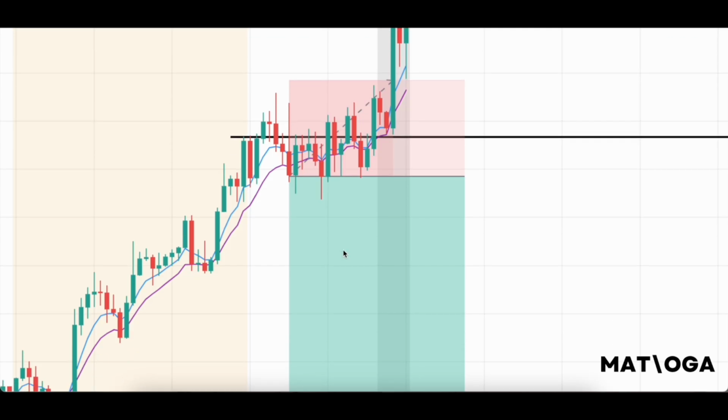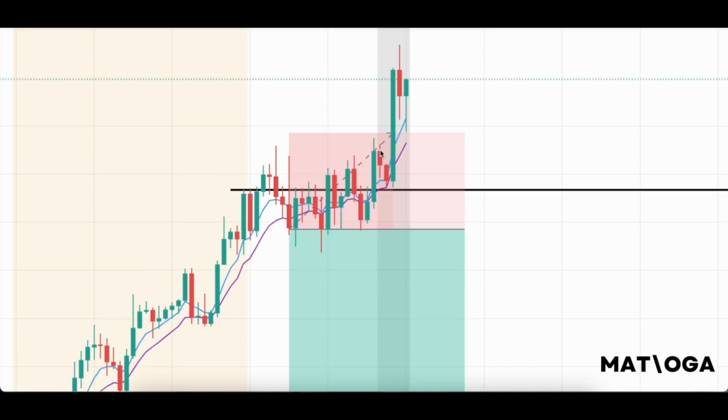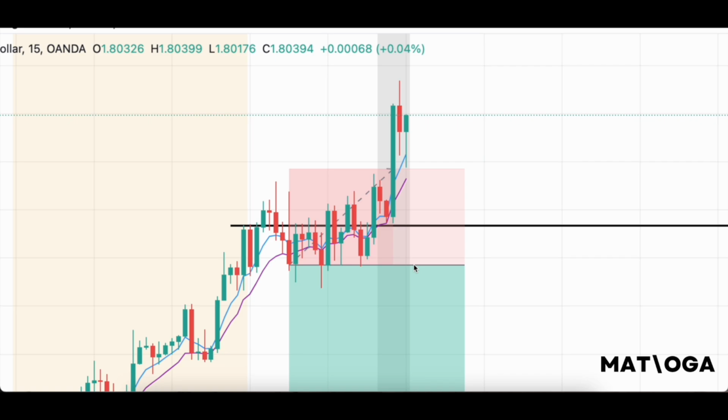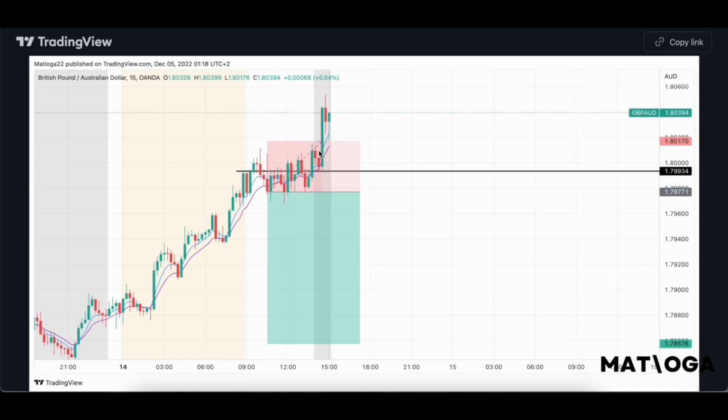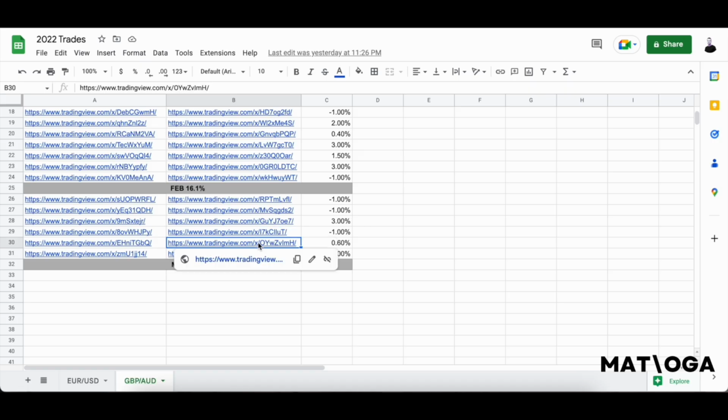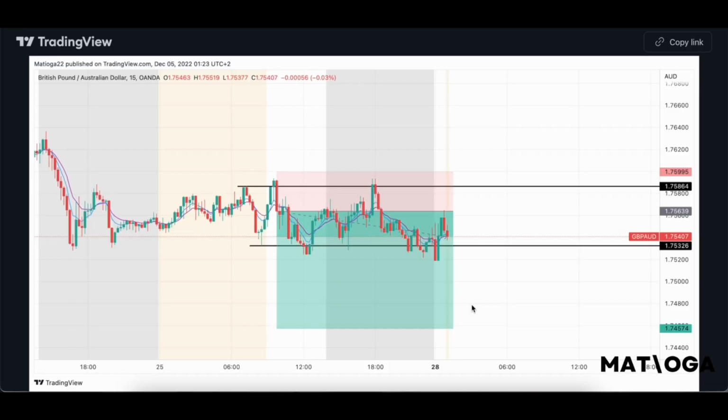But what happened after we took it? A few hours went sideways and then followed by a strong bullish push within the US session, actually triggering the stop loss order. Next trade. Yeah, that's pretty much the whole March.